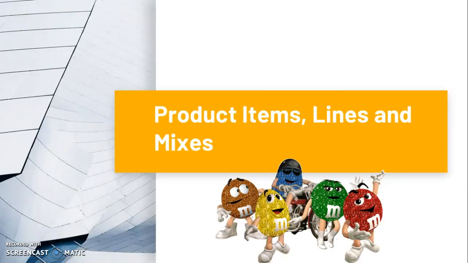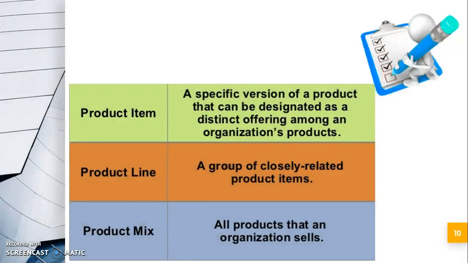Okay, product items, product lines, and product mixes. Let's see what this is about. Okay, a product item is a specific version of a product that can be designated as a distinct offering among an organization's products. So a product item has its own SKU, its own barcode. That's how I distinguish them. If it has the same barcode, they are the same product item.